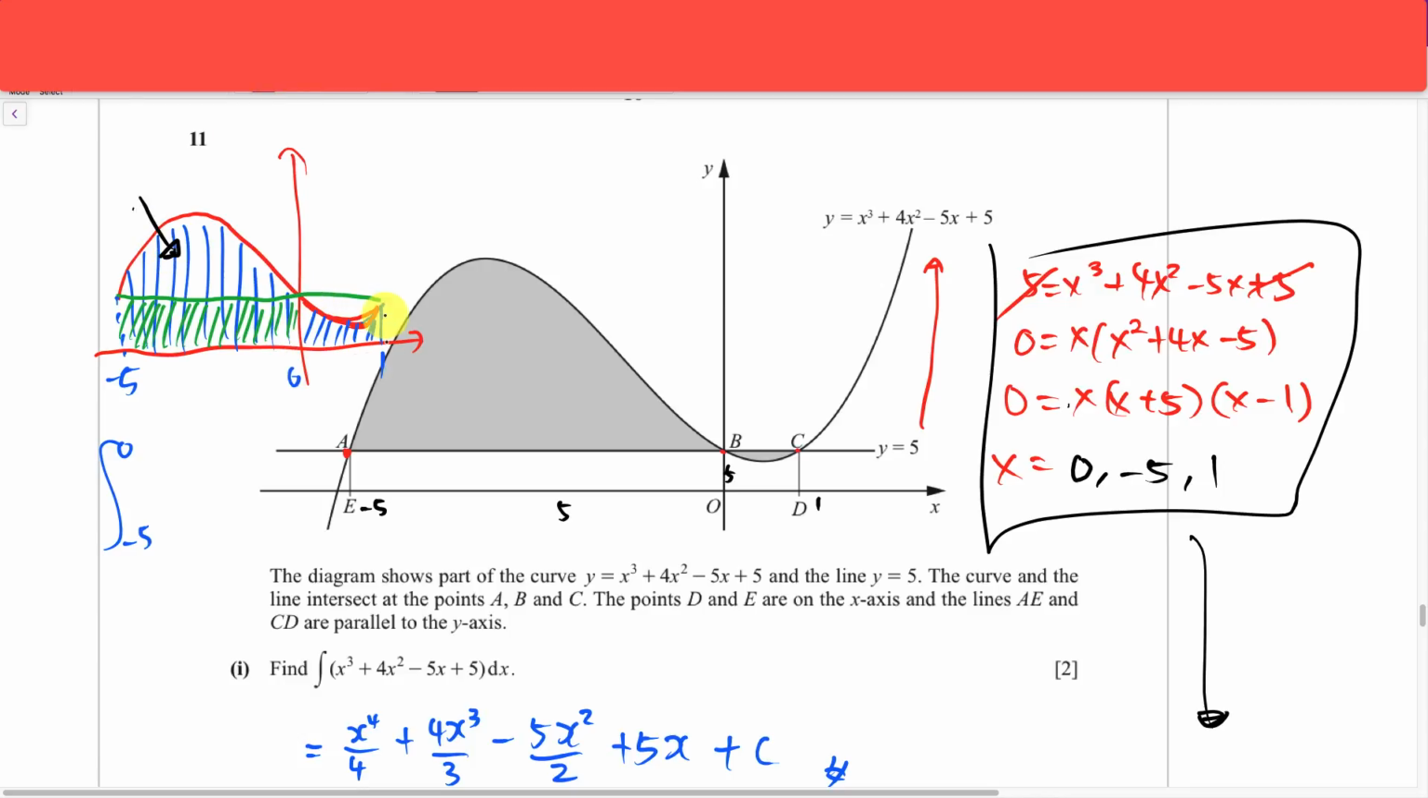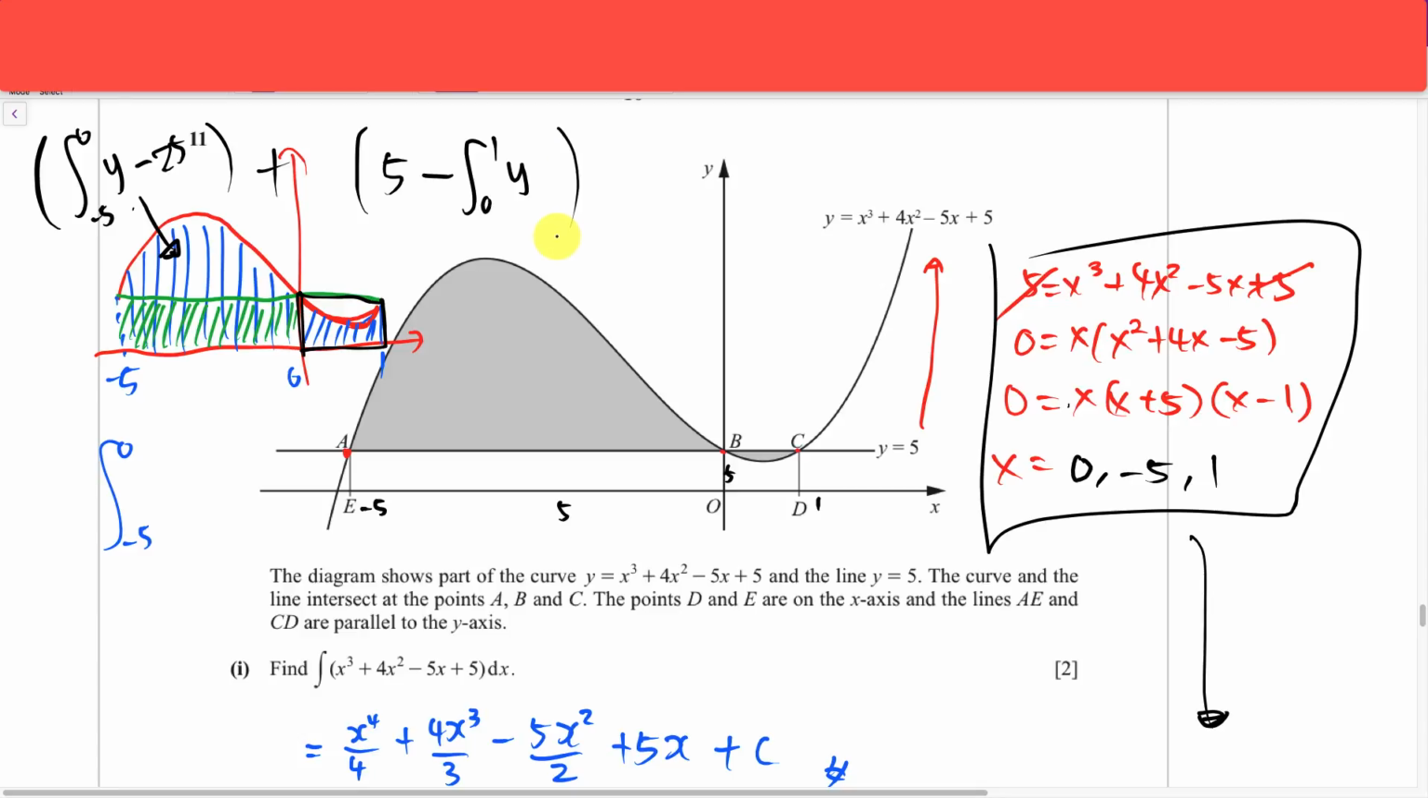But for the second part it is different. You have to use the area of the rectangle here, which just now is 5, minus the part you integrate from 0 to 1. For the first part, I will integrate the y from -5 to 0, but I will minus a rectangle, which is 25. And then I'll add both together. Okay, this is the idea.